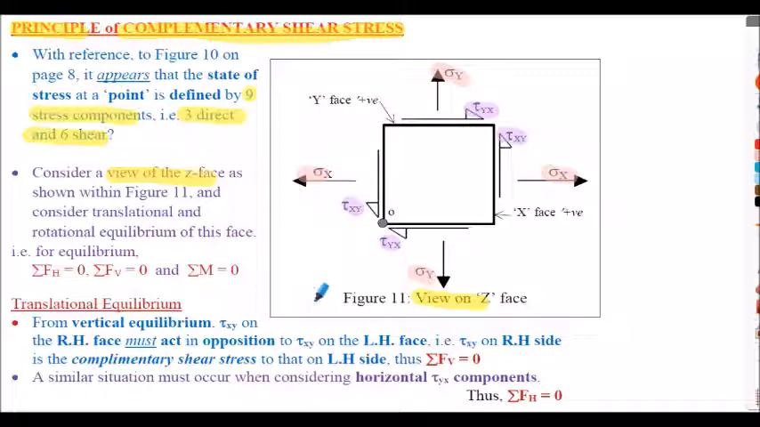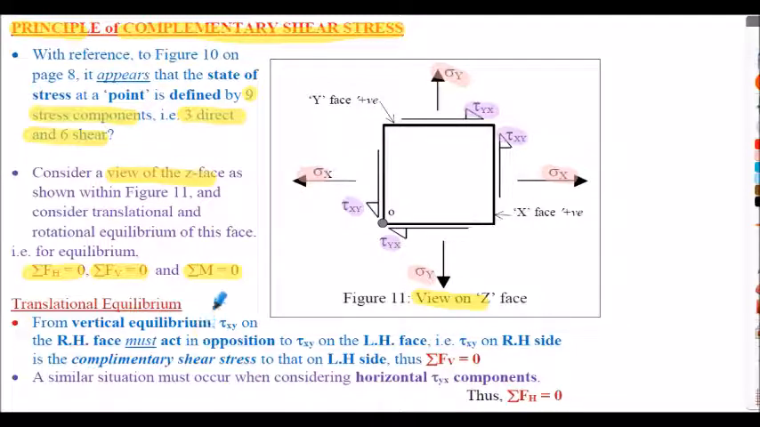Now, if you consider equilibrium, this is the basic concept on which we undertake all our stress analysis. The summation of all the forces on an object, on that section shown there, so summation of all the forces in the x direction must equal 0, the summation of all the forces in the y direction must equal 0, and the summation of all the moments about any point must equal 0.